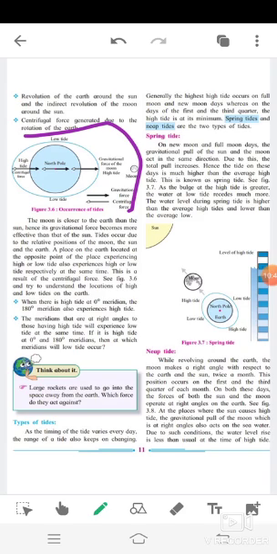Types of tides. As the timing of the tide varies every day, the range of the tide also keeps on changing. Generally, the highest high tide occurs on full moon day and new moon day, whereas on the days of the first and the third quarter, the high tide is at its minimum.